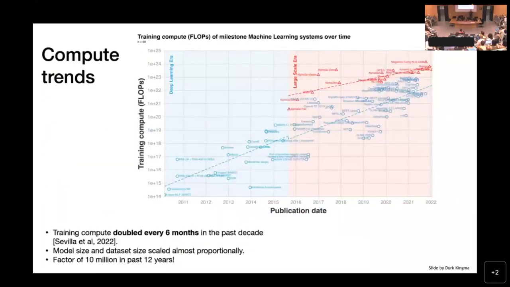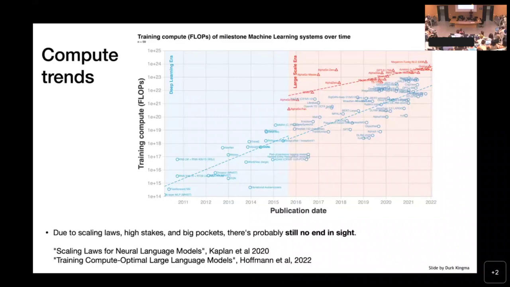So this has been made possible by a number of things. The most important one is still compute. The amount of compute that we have available in AI to train our biggest model seems to double about every 6 months, at least over the last 12 years or so. So over 12 years, that amounts to about a factor of 10 million increase in compute. And interestingly, this is still ongoing.